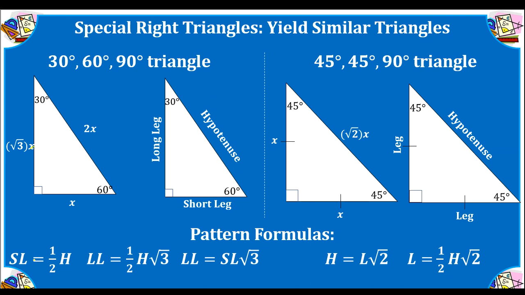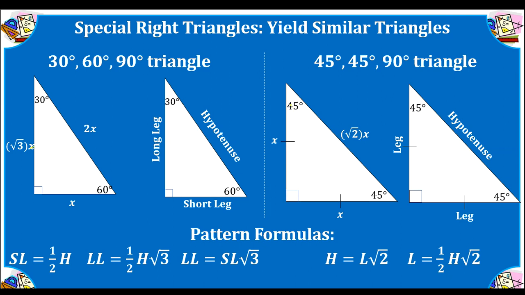So short leg equals 1/2 the hypotenuse. Long leg is half the hypotenuse times the square root of 3. Or you could look at the long leg as simply the short leg, if you know the short leg, times the square root of 3. So I would keep these formulas in front of me when I'm working with these. I don't expect you to memorize them, but just have them available. And when you see a 30, 60, 90 triangle, you're like, oh, I can simply find missing lengths by using these pattern formulas. Then we have a 45, 45, 90 special triangle.